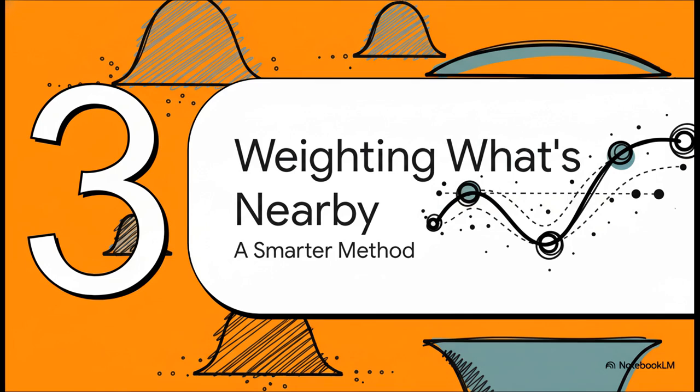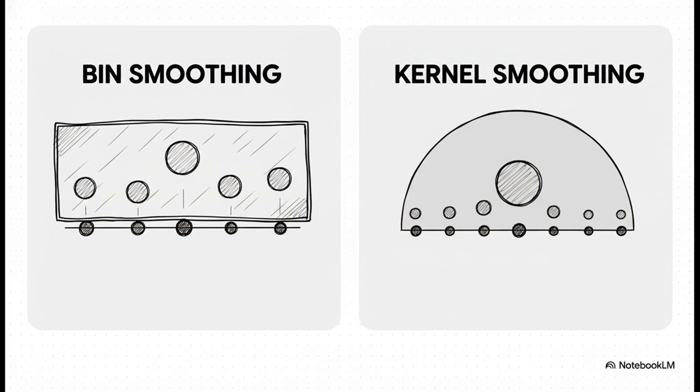To fix it, we need a more elegant solution, and that brings us to section 3, weighting what's nearby, using this clever tool called a kernel. Okay, this slide gets right to the heart of the problem. Our first method, that bin smoother, it treated every single poll in its window equally. But that doesn't really feel right, does it? The poll from yesterday should probably matter more than the one from a week ago. Well, kernel smoothing builds that common sense right into the math.